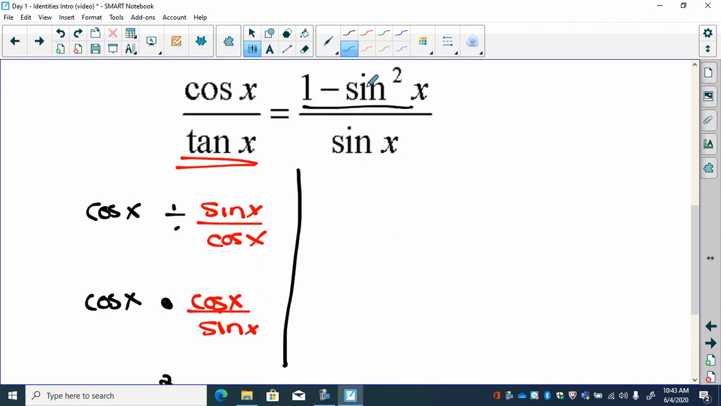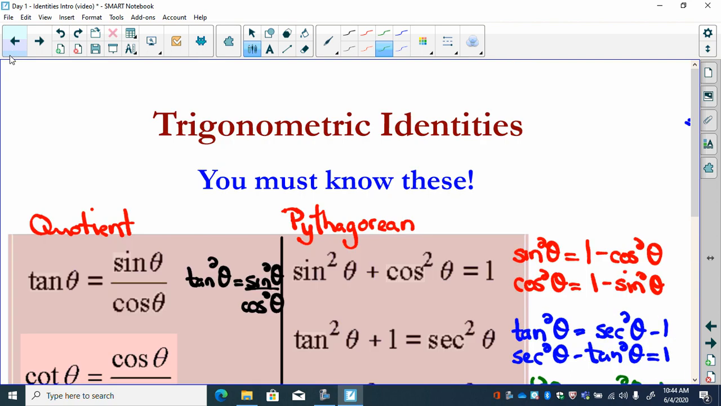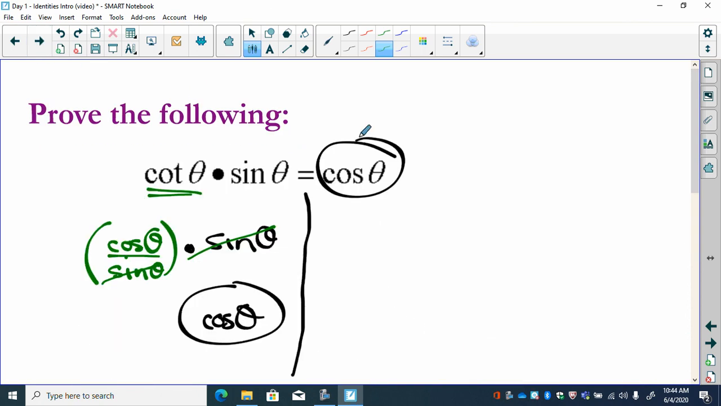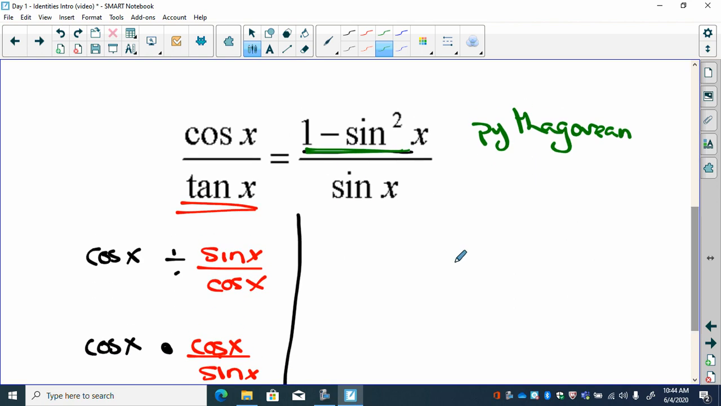Well, this right here, and it wouldn't matter if I changed the left side, if I changed the cos squared to this, or if I changed this to a cos squared. This right here is a Pythagorean identity. If I go back, 1 minus sine squared x, and I look at this sheet over here, 1 minus sine squared x, that's this guy right here. 1 minus sine squared theta is equal to cos squared theta, so 1 minus sine squared x would be cos squared x. So I can replace the 1 minus sine squared x with a cos squared x, and I will have the equivalent form of the same thing on the left and right.